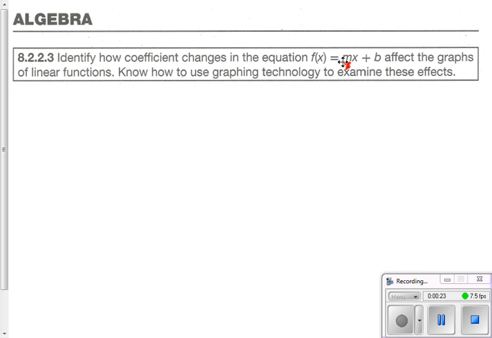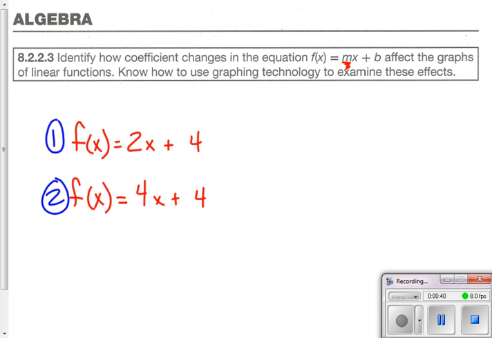So I will let you know that when m becomes a greater number or a greater value, the more drastic or the steeper the line. So that would be the more it increases or decreases. Here would be an example.